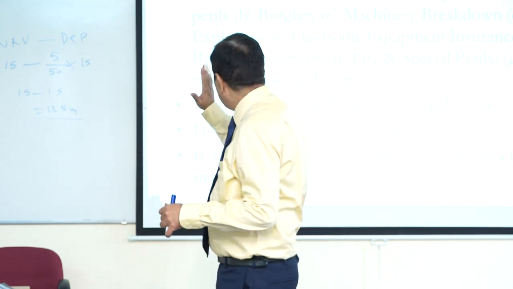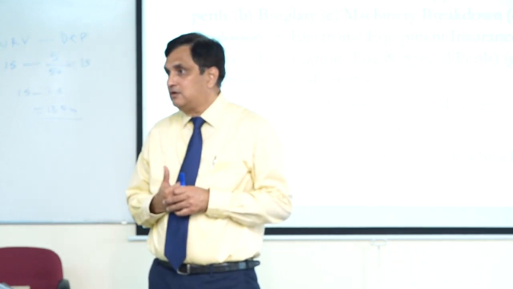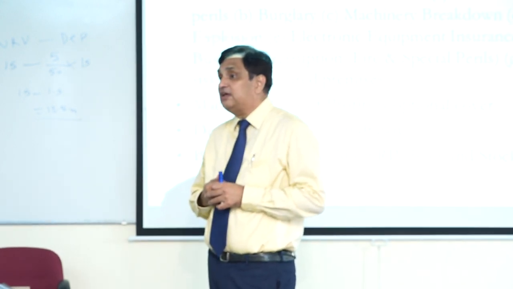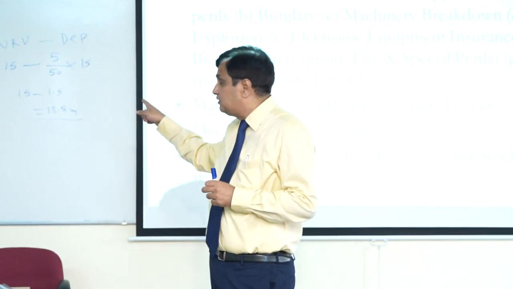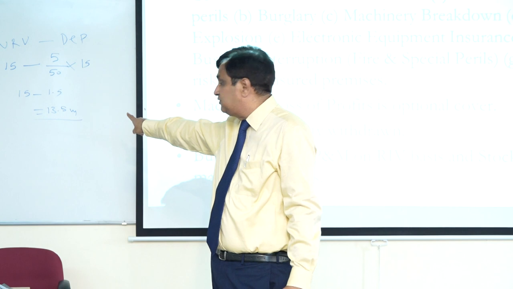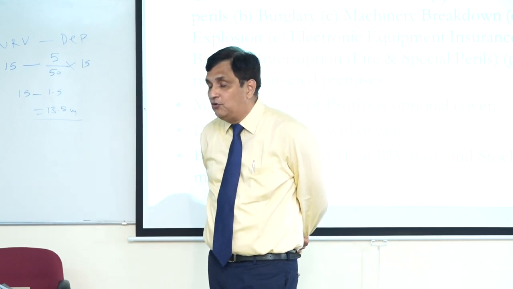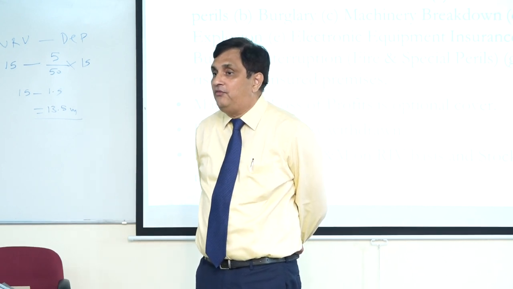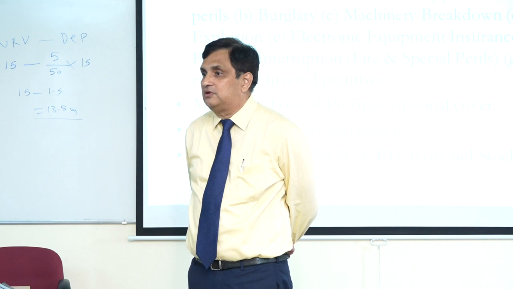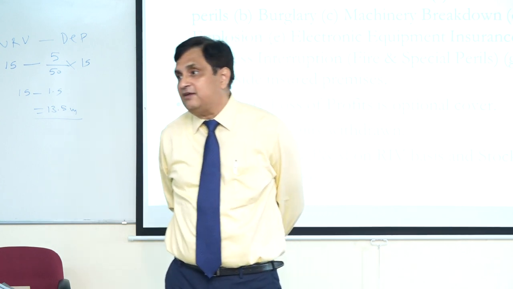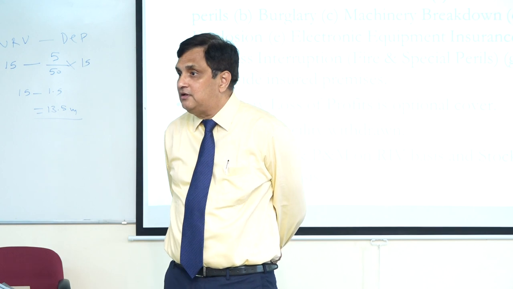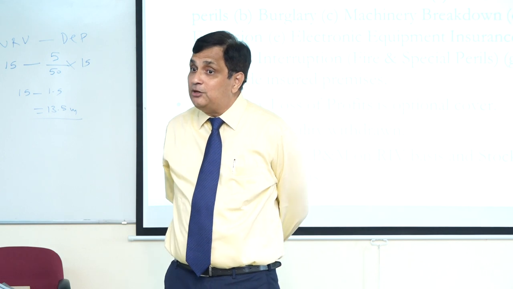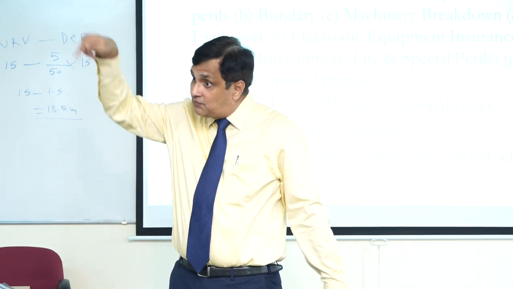So in this case, a building worth 10 million should be insured for a sum insured of 15 million if attaching an RIV clause. If not attaching an RIV clause, it should be insured for 13.5 million. Suppose he insured it for 10 million. Then when a claim comes, we will see whether it is a market value policy or an RIV policy. If it's a market value policy, you will apply underinsurance as 10 divided by 13.5. If it's a reinstatement value policy, we will say 10 divided by 15.